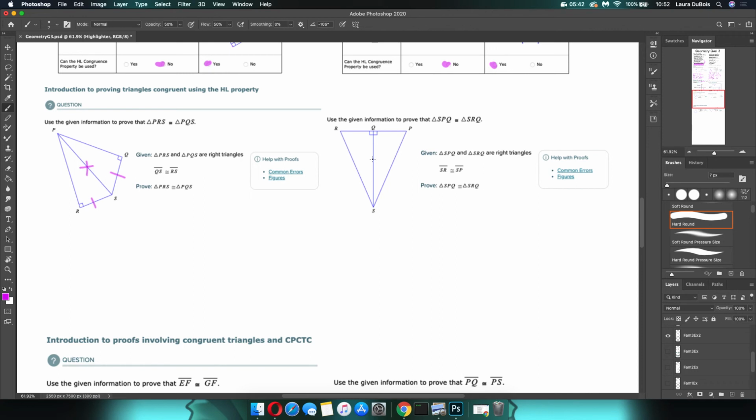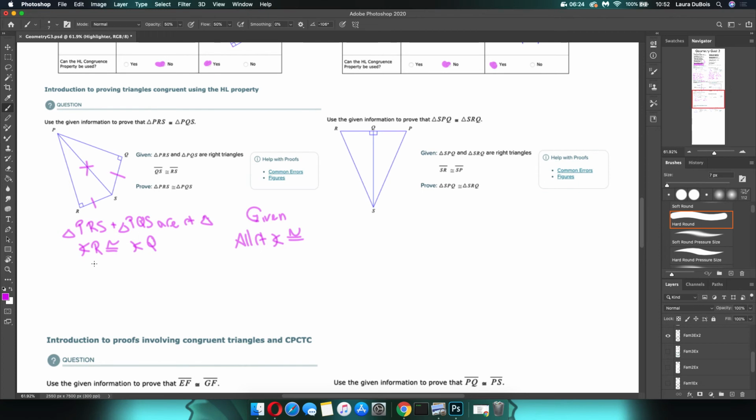Anything that shares a side is going to be reflexive. So now we got to get ourselves set up. So we're writing the proof. So we start with triangle PRS and triangle PQS right triangles because that's given. Given, that looks like a terrible G. Let's try that a little bit better. So from there, what do we know? We know that angle R is congruent to angle Q because all right angles are congruent. Then we are told, so that takes care of the right angle.